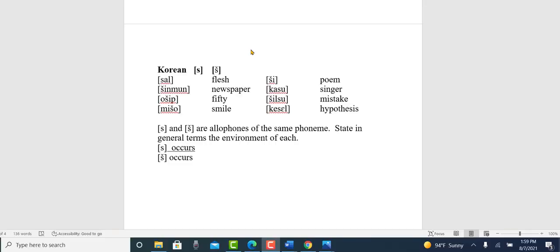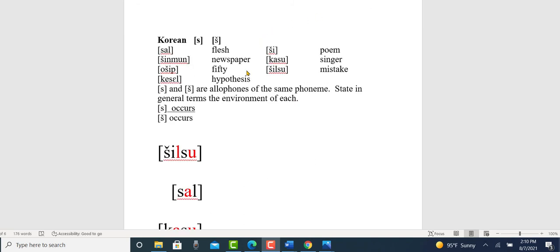Let's isolate the environment of the S and the SH sound in Korean. So it says the S and the SH are allophones of the same phoneme. State in general terms the environment of each. You might want to pause the video, try to solve the problem on your own, and then you can see how I worked it out in this video.